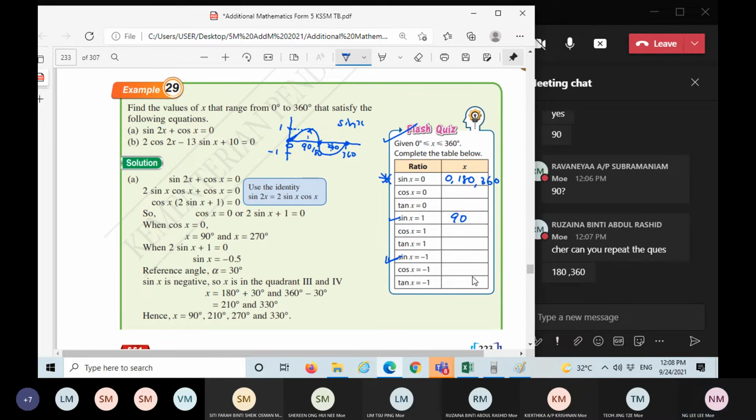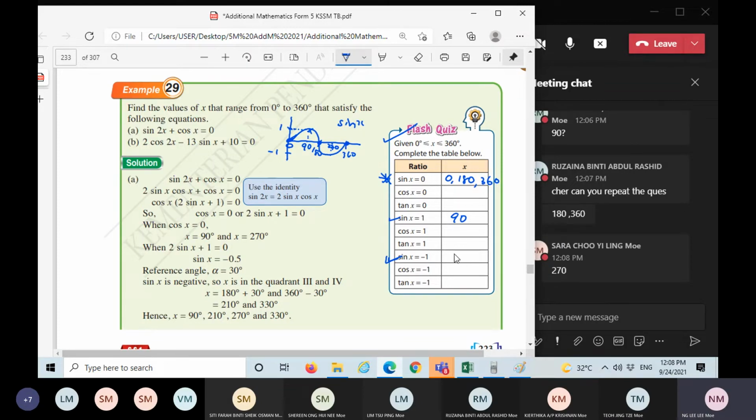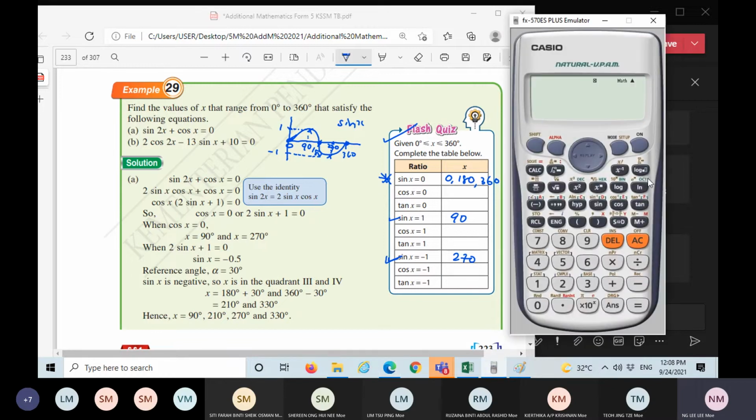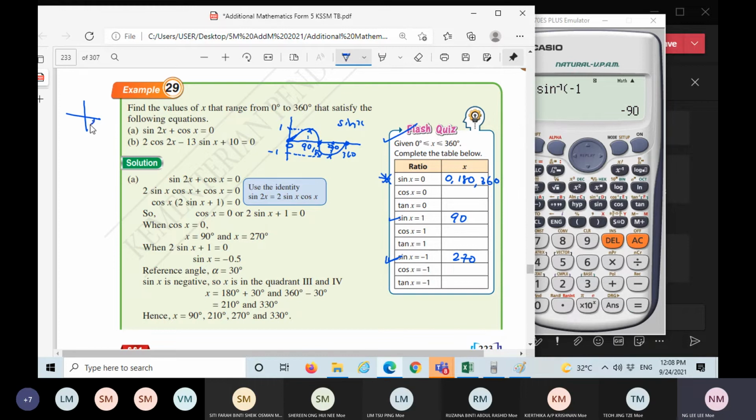Sarah? Look at this. Look at the graph. 270 lah. Look at the graph. Here is -1. So what is this? 270. Okay, I think this one also can press calculator. Shift sine -1. -90. -90 is this way. So it's 270.